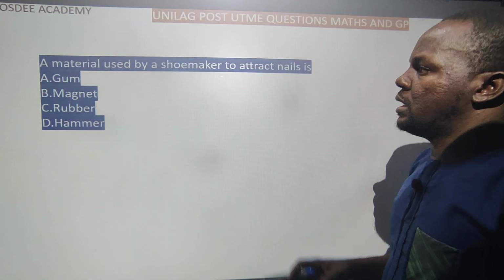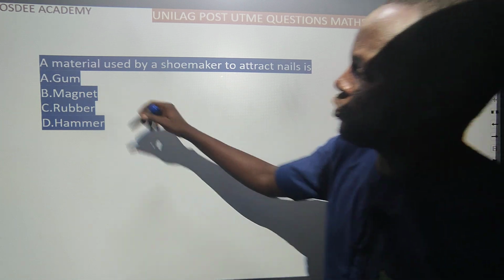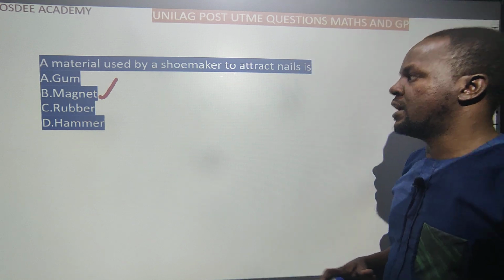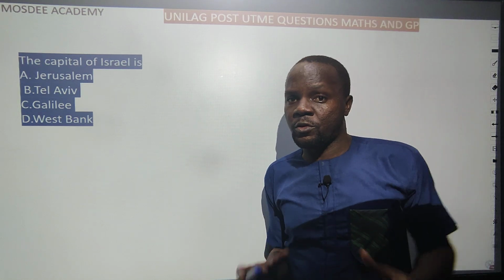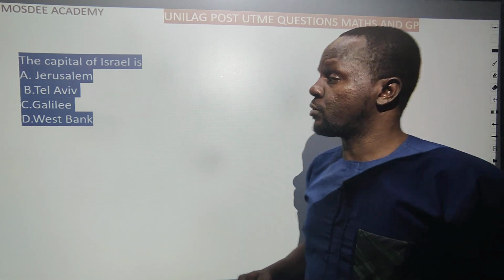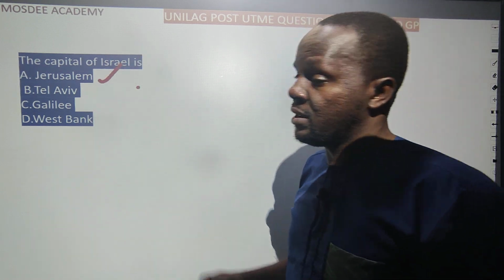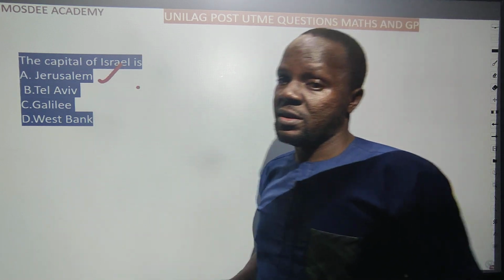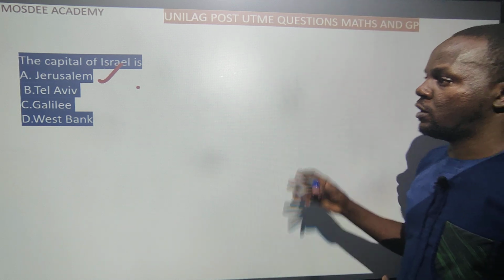Next one, a material used by a shoemaker to attract nails. You use a magnet to attract nails. Next question. The capital of Israel, and states and capitals of countries in Africa and beyond, are also important for current affairs when you are studying. The capital of Israel is nothing but Jerusalem. Tel Aviv is also in Israel, but that is not the answer.